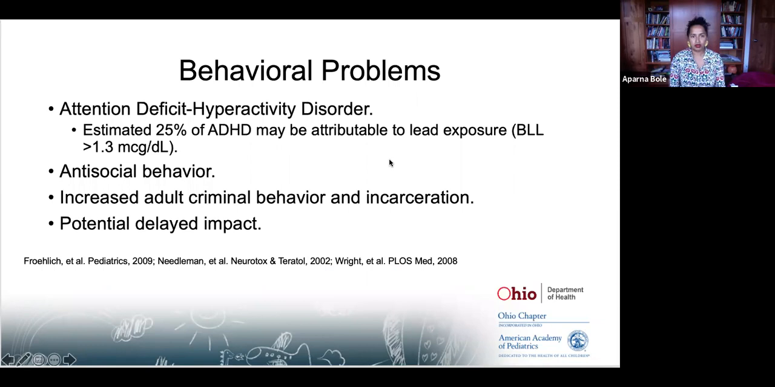I mentioned behavioral problems. ADHD is a multifactorial disorder, but lead exposure is a significant contributor; in fact, up to 25% of ADHD may have lead exposure as a cause. Antisocial behavior can be seen over the course of a child's lifetime who's been exposed to lead, with increased risk for criminal behavior and incarceration as an adult. And these impacts can show up again over the course of a child's lifetime. Next slide.